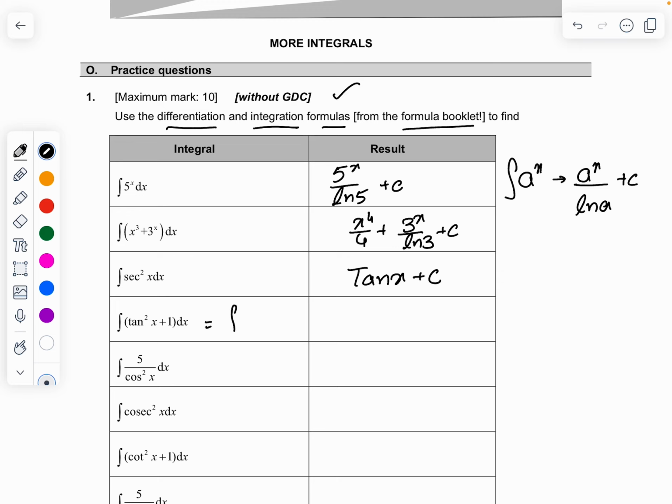Secant square x integral, from the formula booklet, is tan x plus c. Tan square x plus 1 can be written as secant square x dx. Secant square x again is nothing but tan x plus c. This is 5 upon cos square x. Numbers pull outside. 1 upon cos square x is secant square x dx. Secant square x integral is nothing but tan x plus c.